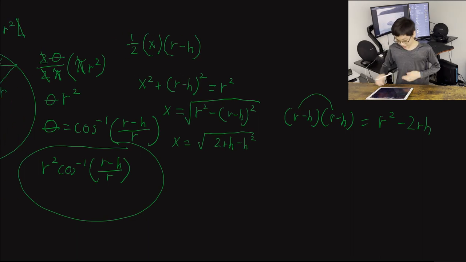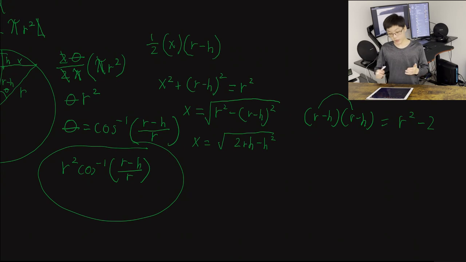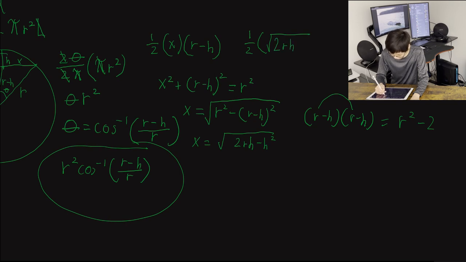Now that we know what x is, we can just substitute it back into our 1/2 times x times r minus h. So let's do that. 1/2 times the square root of 2rh minus h squared, and this is going to be multiplied by r minus h. There we go.